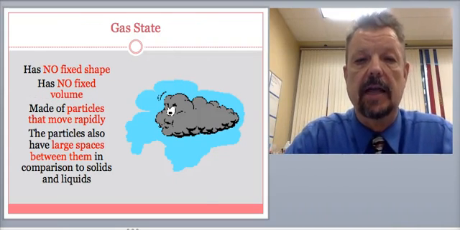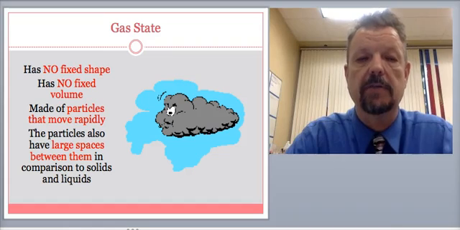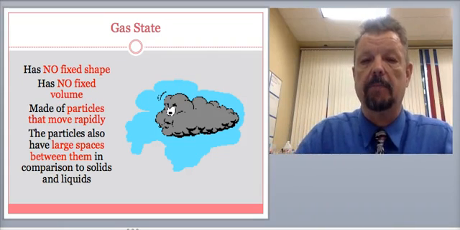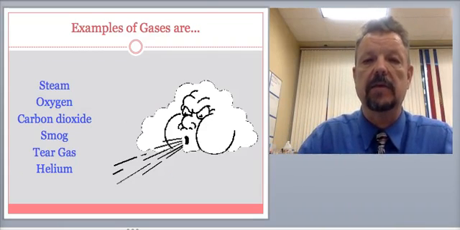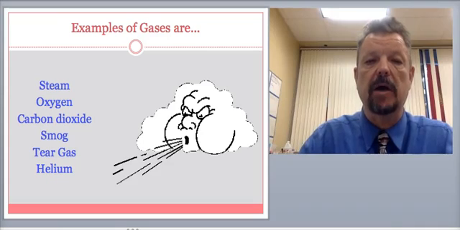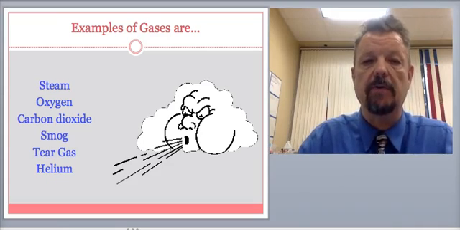The gas state has no fixed shape and no fixed volume. It is made up of particles that move rapidly and that have large spaces between them. Examples of a gas are steam, oxygen, carbon dioxide, smog, which is smoke and fog combined together, tear gas, and helium. You can come up with your own examples as well, which is why these are in blue.